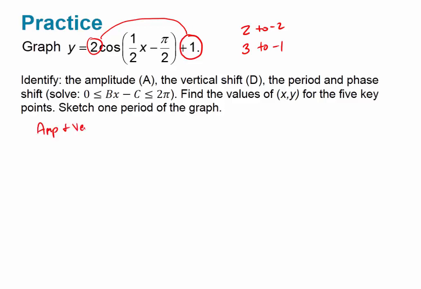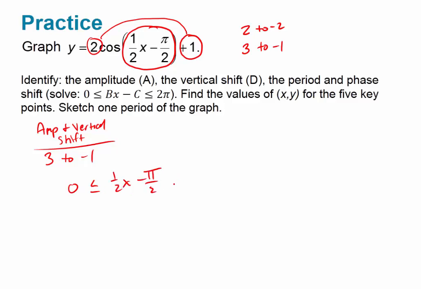The amplitude and vertical shift take us now from 3 to -1 in the values. All right, let's go ahead now and look at our period and our phase shift. So 0 less than or equal to 1/2 x minus pi over 2 less than or equal to 2 pi. Again, cosine, the normal period is 0 to 2 pi, so that's where those values come from. Okay, so first we'll add pi over 2 to both sides.